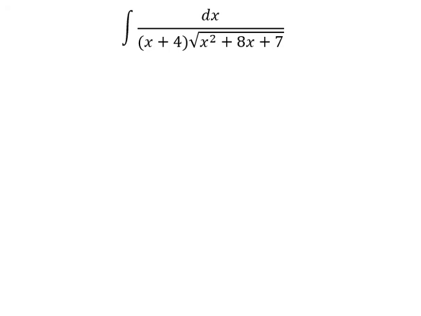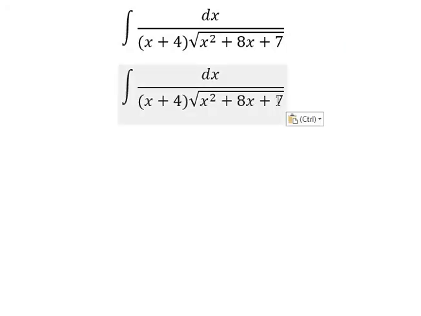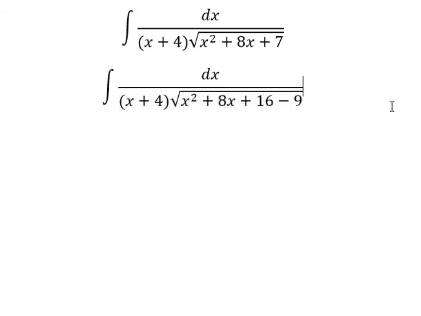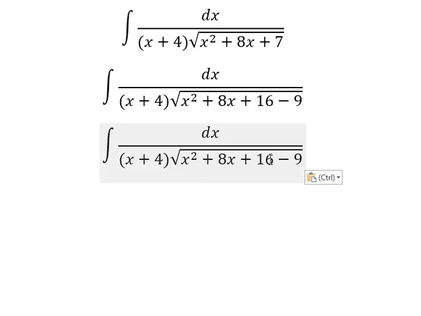The topic today is about integration. So now I want to show you how to answer. About number 7, we put about 16 minus number 9. This one is about identities.